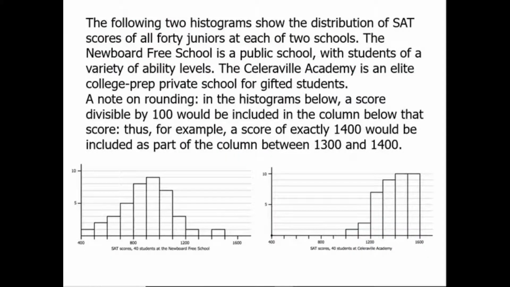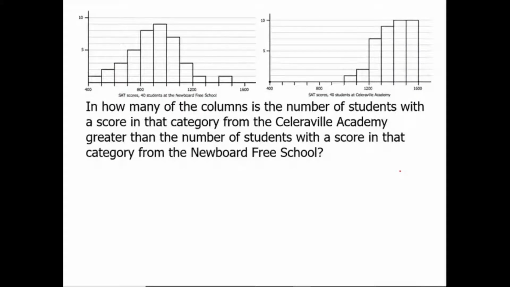As in the last question, we have the two schools, one with the wide variety of ability levels. This one has more of a bell-shaped curve, the other one with elite scores. So now we want to know how many of the columns have a number of students with a score in that category from this school, Saleroville Academy, the one on the right, that is greater than the number of students with a score in that category from the Newboard Free School, which is the one on the left. So let's go through the columns one at a time.